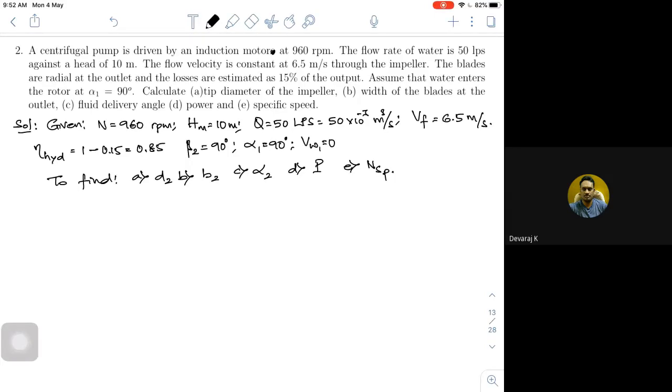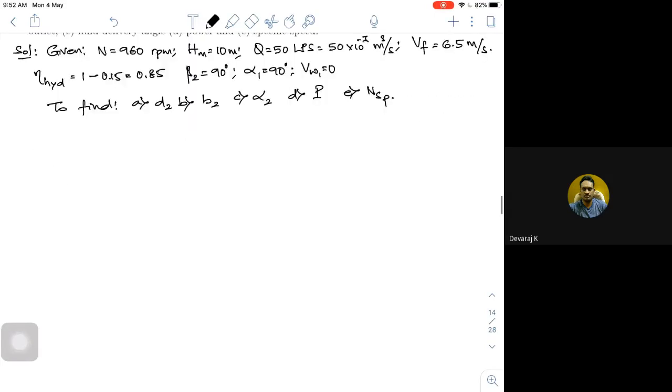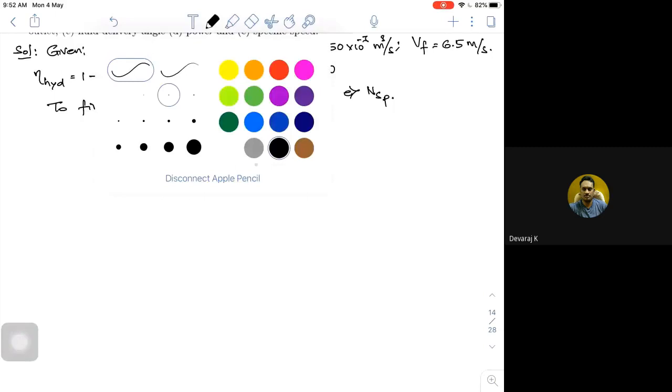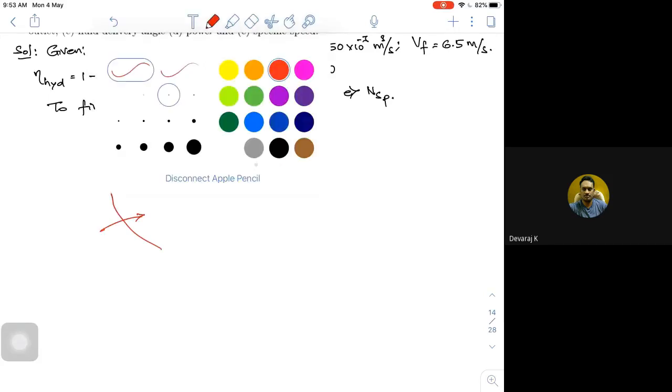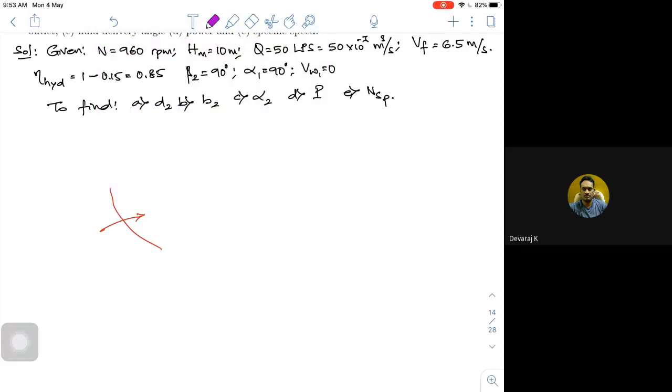Okay, let's write the velocity triangle first. So this being said, the blades may look something like this. It's rotating like this, and your inlet velocity triangle will be like this. A simple velocity triangle.